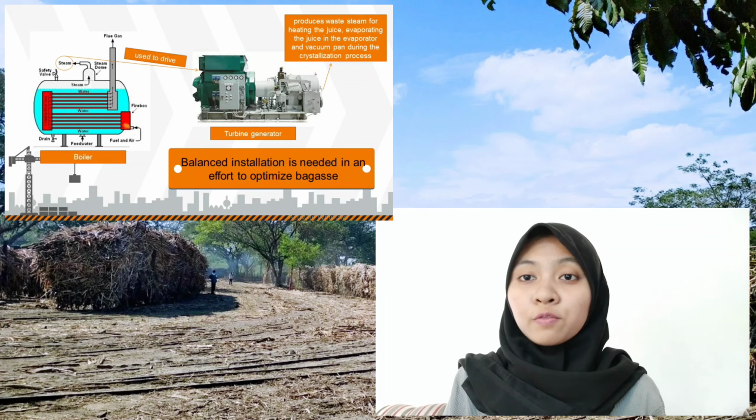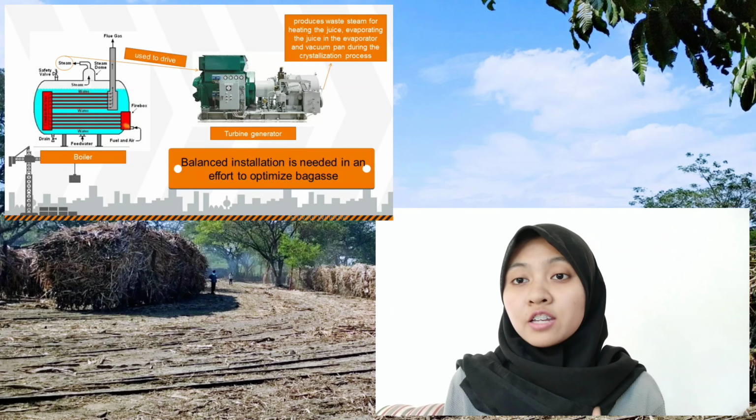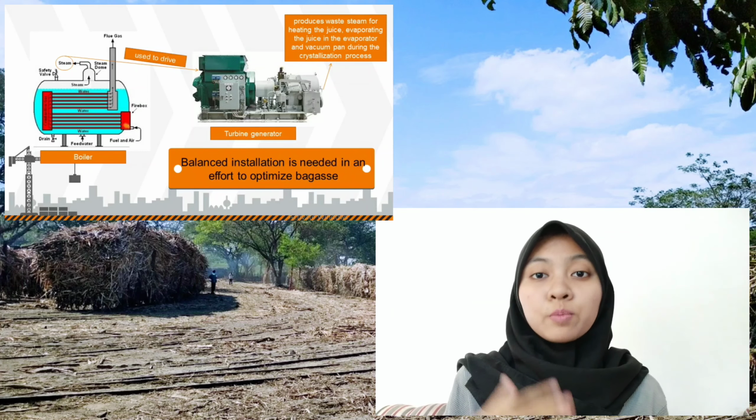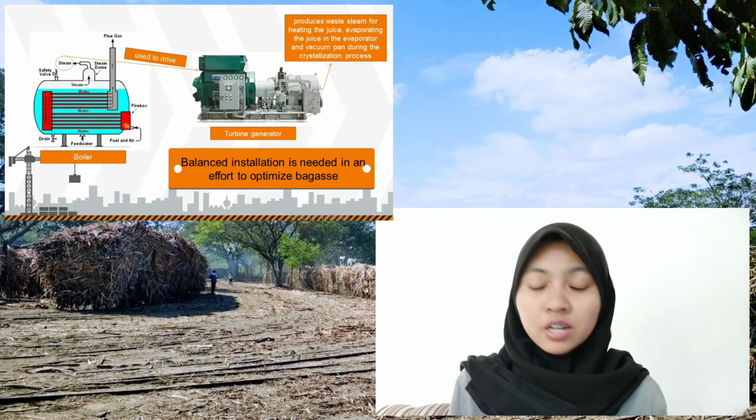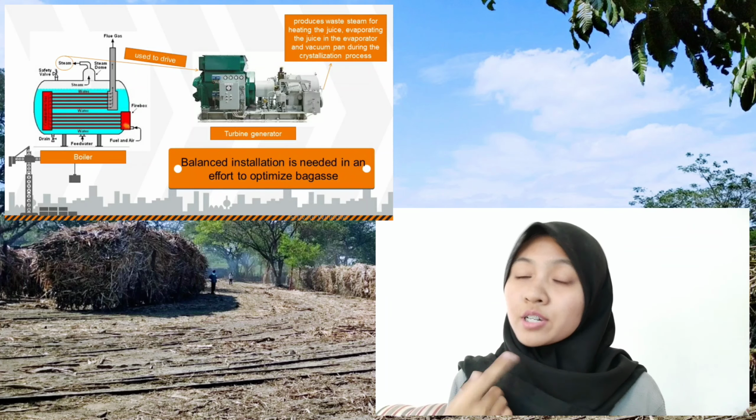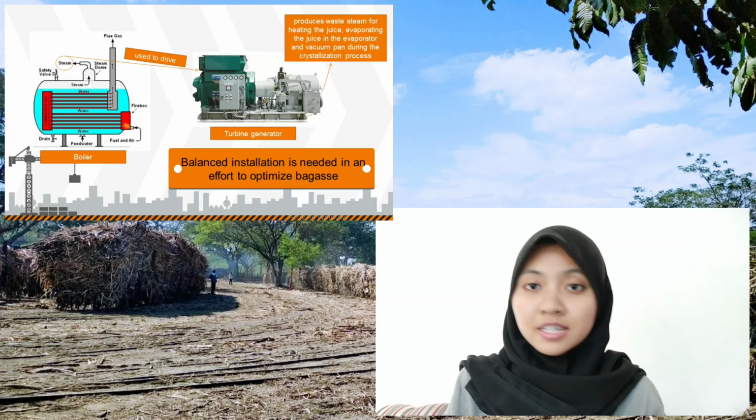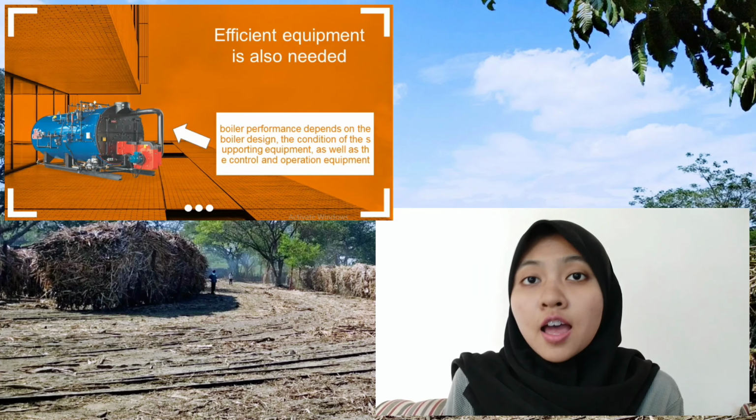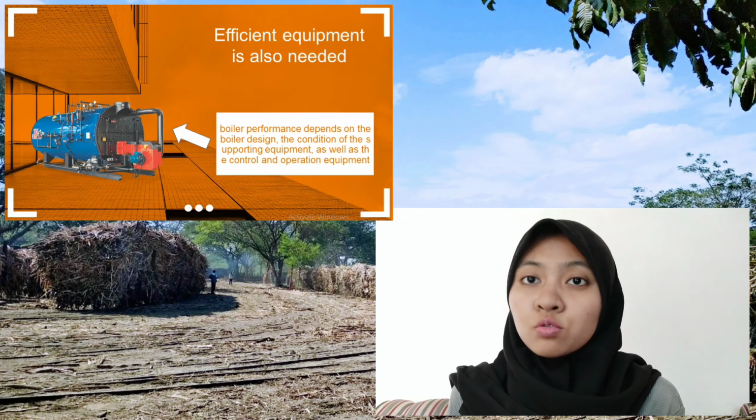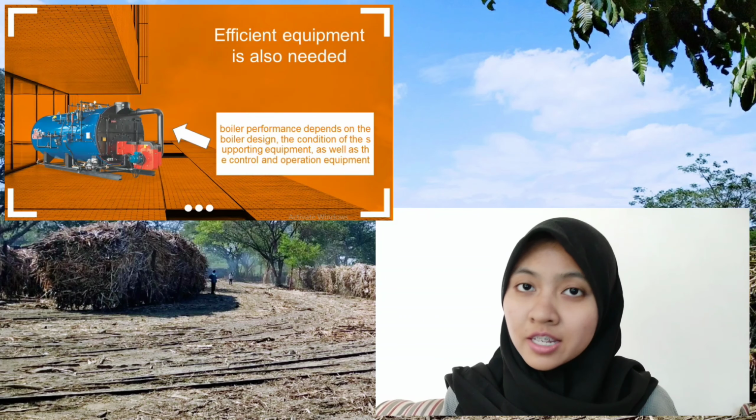The supply of fuel, including the efficient use of electricity in some sugar factories, can cause the cost of producing sugar to increase by 10% or more. Therefore, a balanced installation is needed in an effort to optimize bagasse. Then, in addition to balanced installation, efficient equipment is also needed.